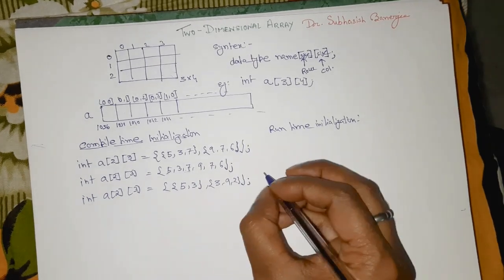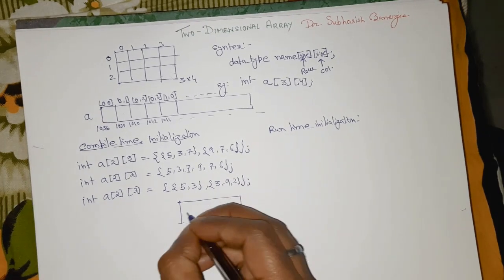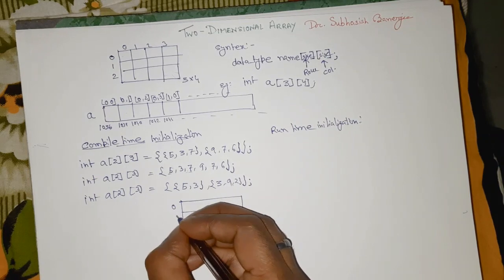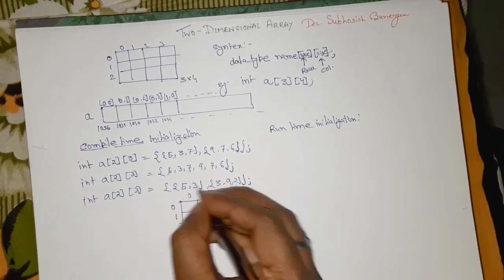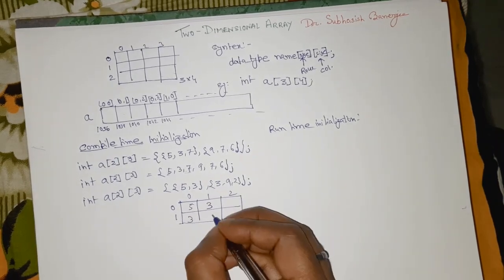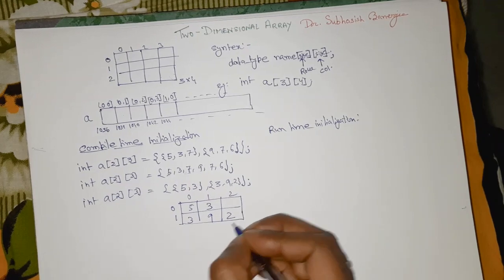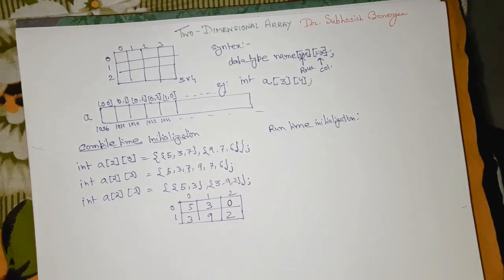So if you do it like this, there will be a total of 2 rows, the 0th row and the 1st row, and they will have 3 columns, 0, 1, 2. So 5 will be stored here, 3 will be stored here, 3 will be stored here, 9 will be stored here, and 2 will be stored here, and the rest of the spaces will by default be stored as 0.